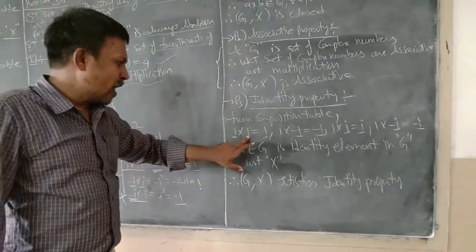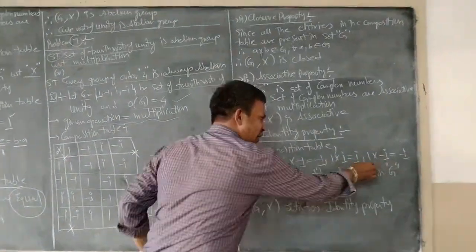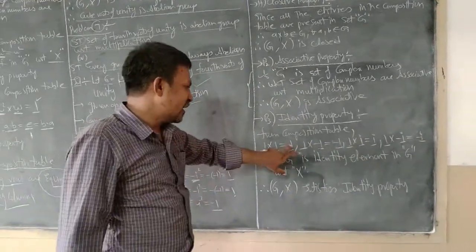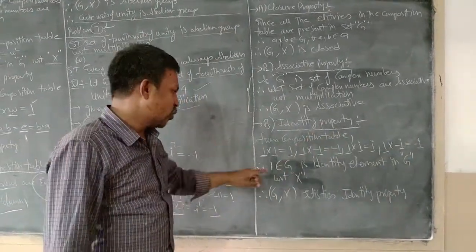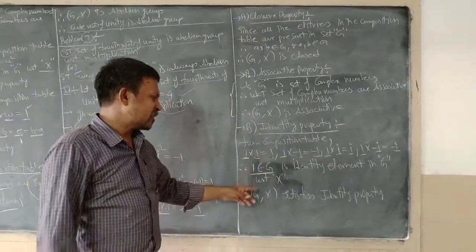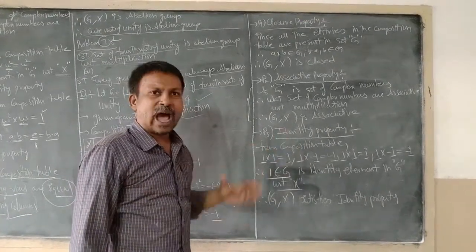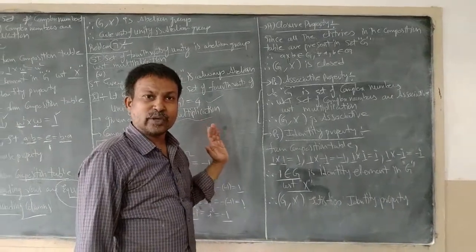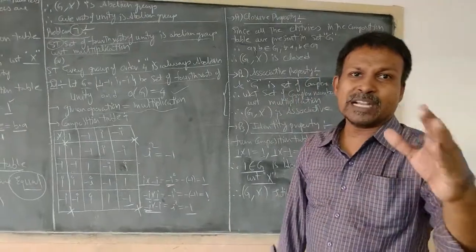So, when 1, minus 1, I, minus I are multiplied with 1, we get 1, minus 1, I, minus I. Therefore, 1 belongs to G and is the identity element in set G with respect to multiplication. Hence G, the set of cube roots of unity, satisfies the identity property with respect to multiplication.